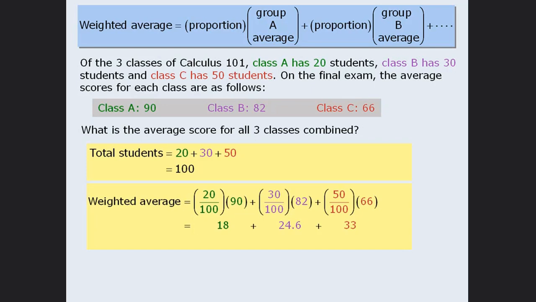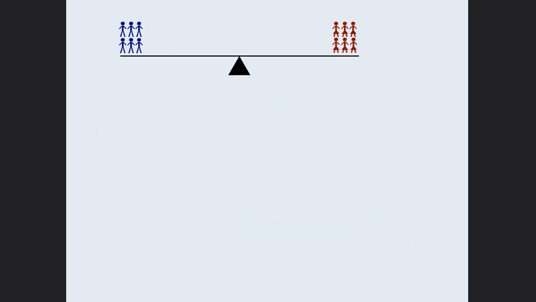When we simplify all of this, we see that the average score for all three classes combined is 75.6. Okay, that's how we calculate weighted averages. Now let's look at some properties of weighted averages. To set this up, let's go back to the results of some earlier examples.